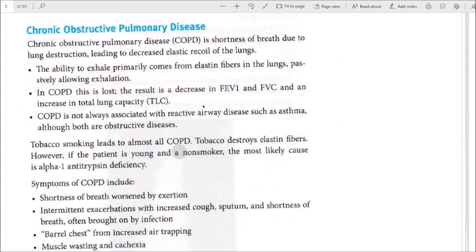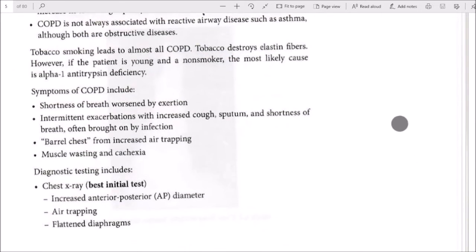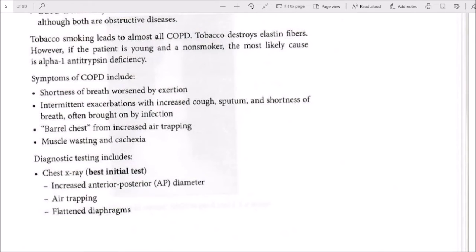COPD is not always associated with reactive airway disease such as asthma, although both are obstructive diseases. Tobacco smoking leads to almost all COPD. Tobacco destroys elastin fibers. However, if the patient is young and a non-smoker, the most likely cause is alpha-1 antitrypsin deficiency. Symptoms of COPD include shortness of breath worsened by exertion, and intermittent exacerbations with increased cough, sputum and shortness of breath, often brought on by infection.